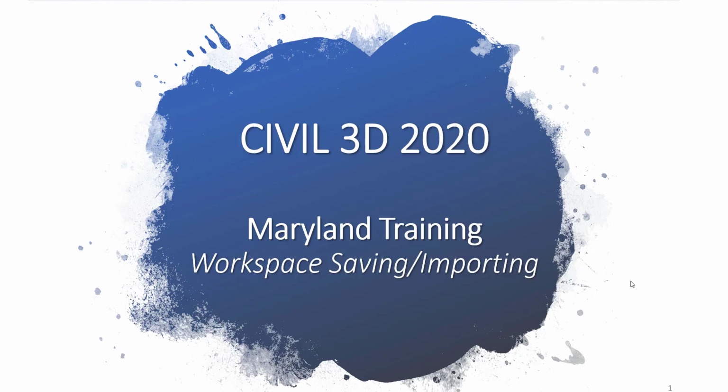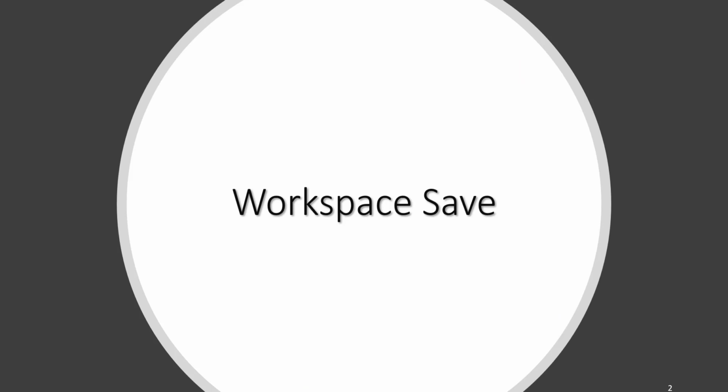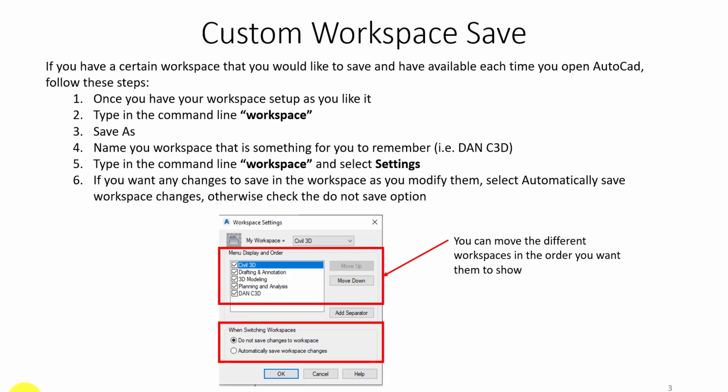This training will go over saving your workspace in Civil 3D 2018 and then importing your workspace in the Civil 3D 2020. Have to save your workspace first. In order to do that, if you have a certain workspace that you would like to save and have available each time you open up AutoCAD, you can follow these steps.